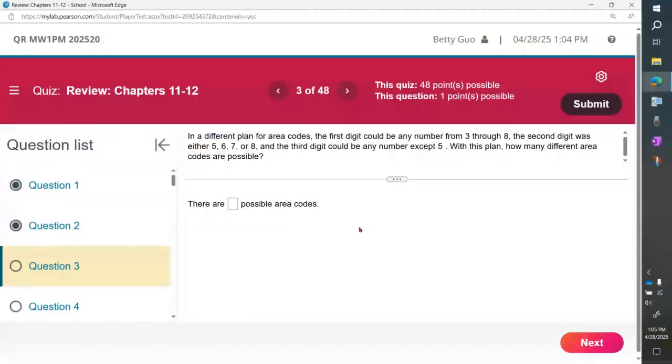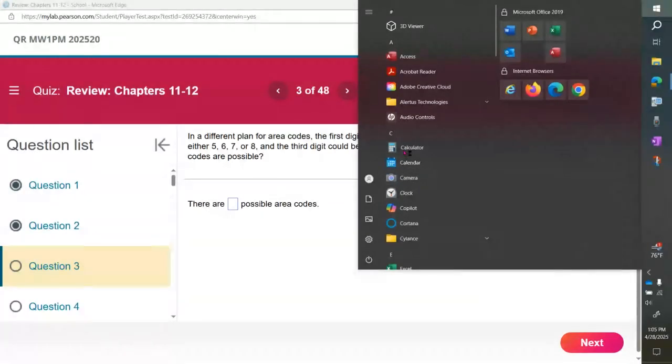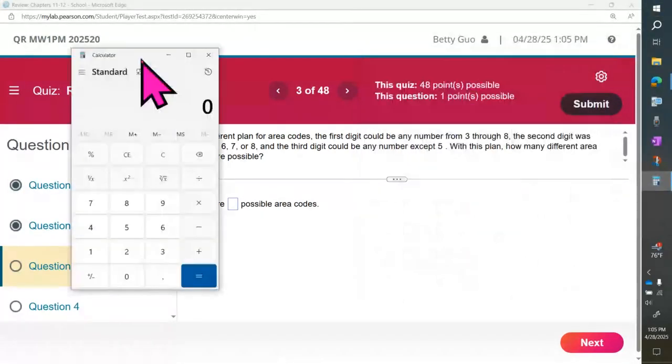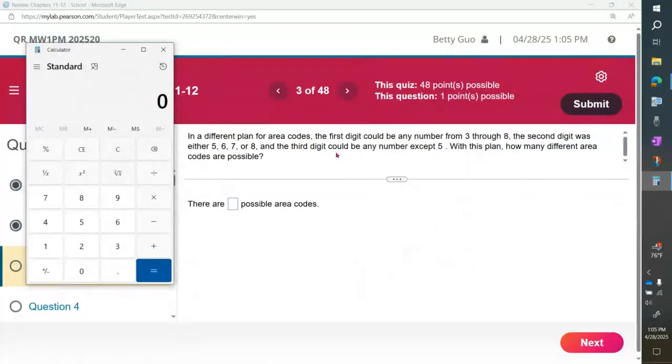Question number 3. In a different plan for area codes, the first digit could be any number from 3 through 8. The second digit was either 5, 6, 7, or 8, and the third digit could be any number except 5. With this plan, how many different area codes are possible? Let me get the scientific calculator. On your scratch paper, you should take some notes for this problem. This problem is not that obvious like the first 2 problems.